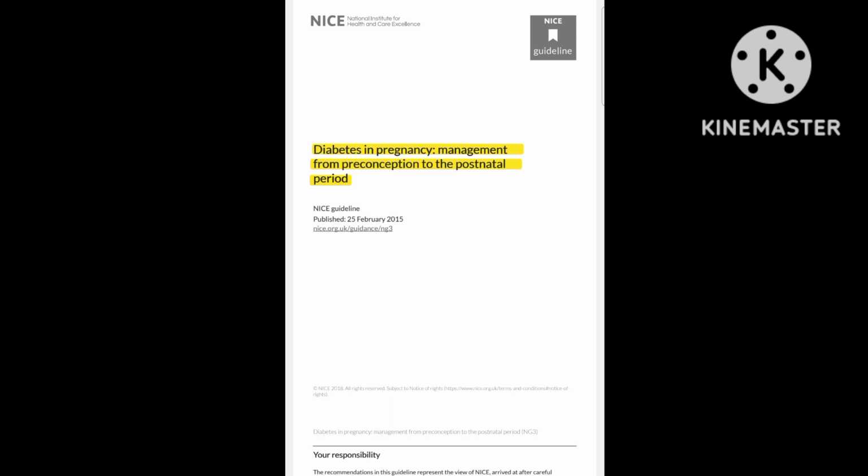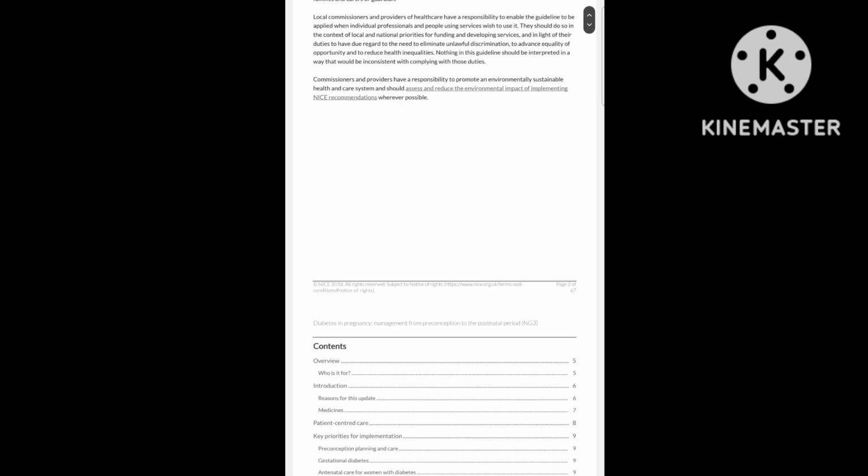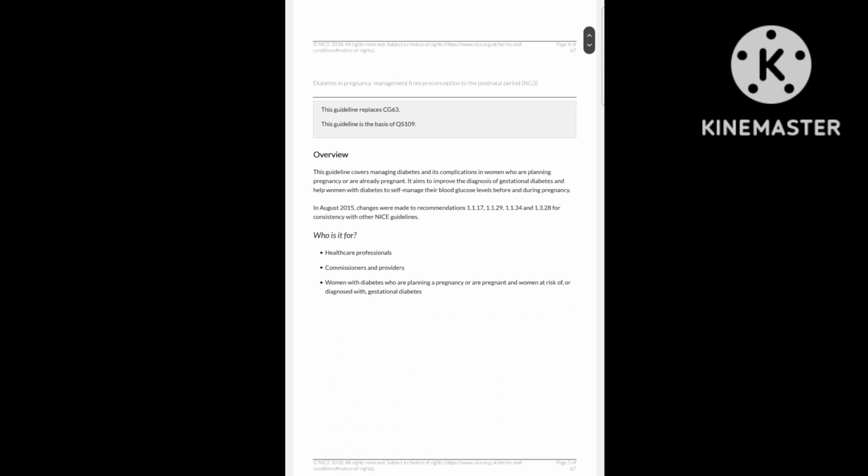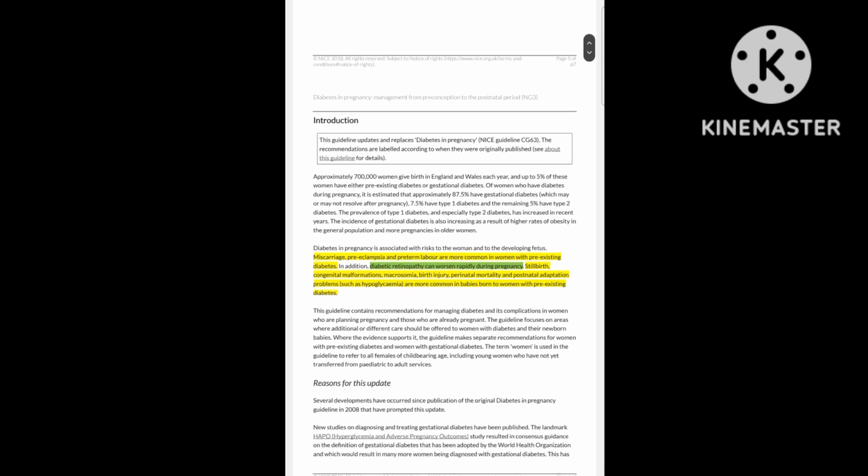Diabetes in pregnancy management from preconception to the postnatal period. This is the diabetes NICE guidelines.